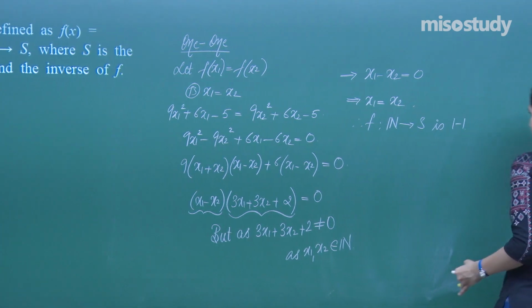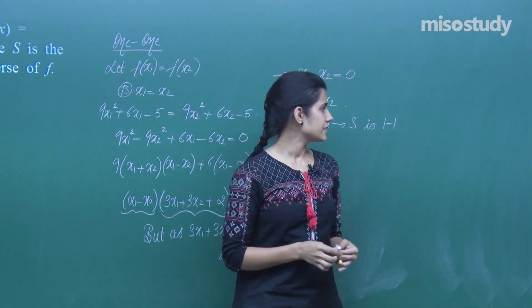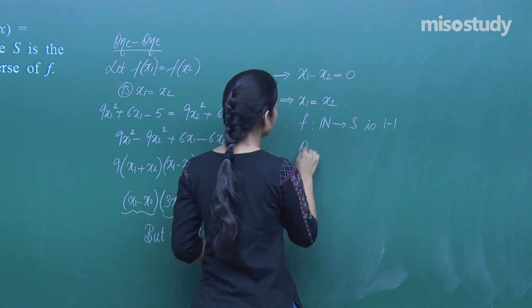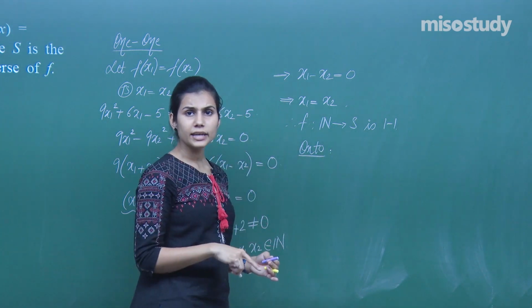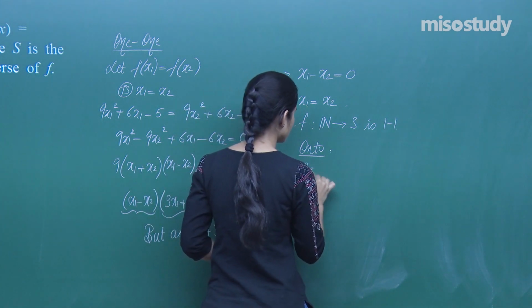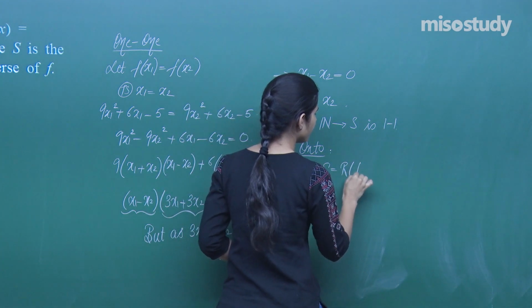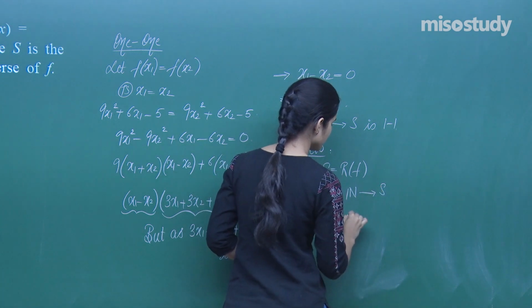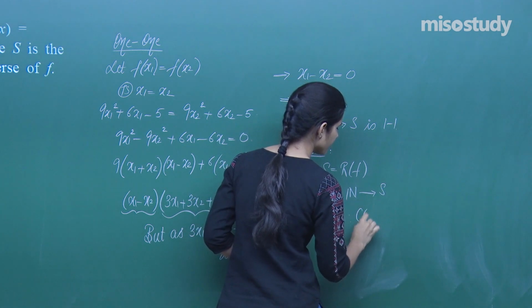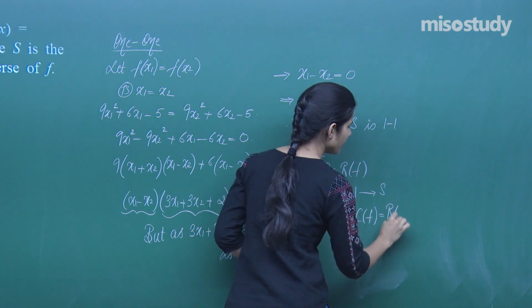Now if f from N to S is 1-1, it is established. I need to now establish the ontoness. Clearly the codomain is equal to the range, as S is the range of f and f is defined from N to S. Therefore the codomain of f is equal to the range of f.